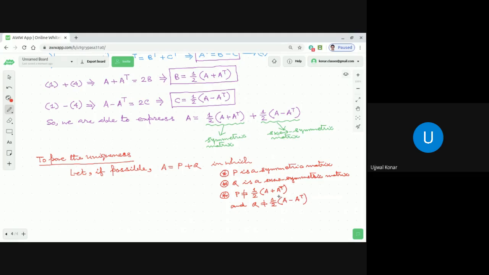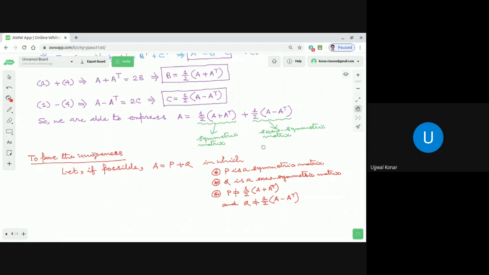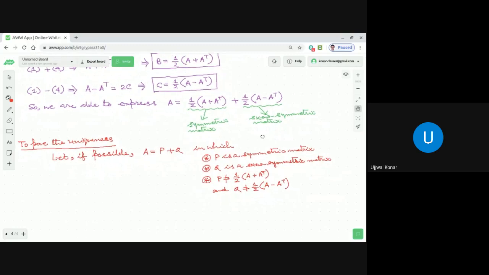Correct, now? If possible. And why did I write, dear students, that P is not equal to half of A plus A transpose? Because we are assuming that some other way also we can represent A, in which P is not equal to half of A plus A transpose, because one way we already established by means of this, if you see. And as P is a symmetric matrix, that implies P transpose is equal to P. And as Q is a skew-symmetric matrix, that means Q transpose is equal to minus Q.